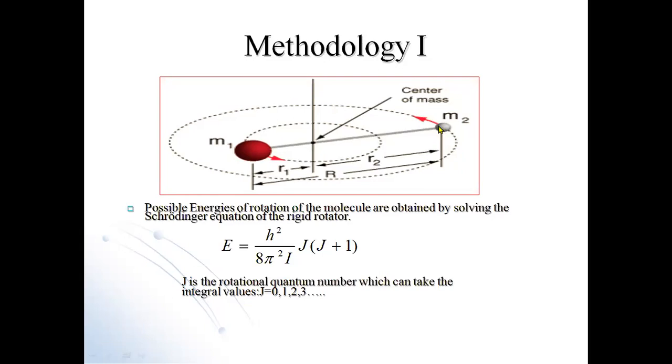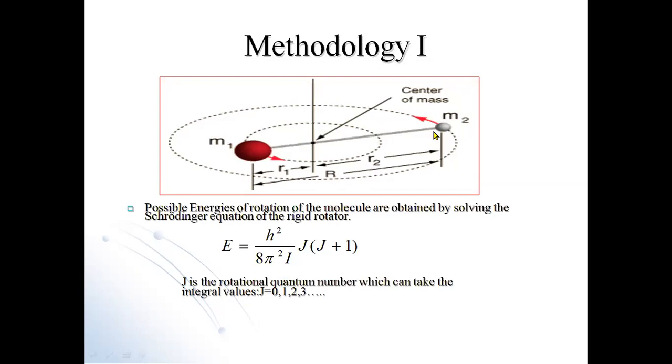suppose this M2 is a hydrogen atom, and then M1 will be the fluorine atom. And this is the center of mass, and this is the internuclear axis, you see. And this is the axis of rotation here. Both the atoms are rotating about an axis which passes through the center of mass, and it is normal to the internuclear axis. So this is the model which you have selected.